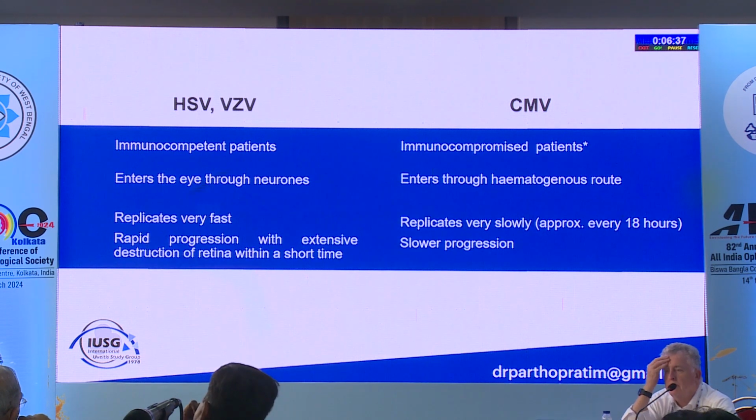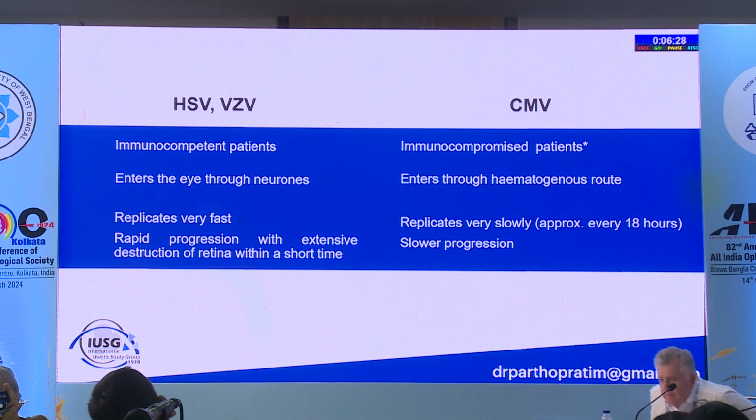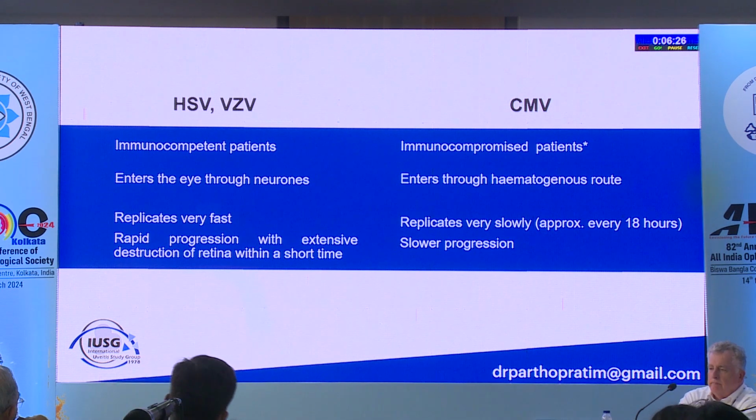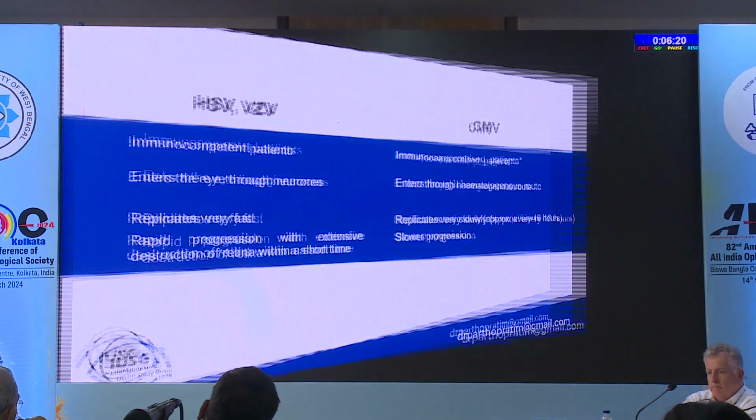Now the second one is very important. HSV and VZV replicate very fast, and they will finish off the retina within a period of time if you are not starting antivirals. Compared to that, CMV replicates very slowly. It has been seen that every 18 hours is their replication period. So it has relatively slower progression.